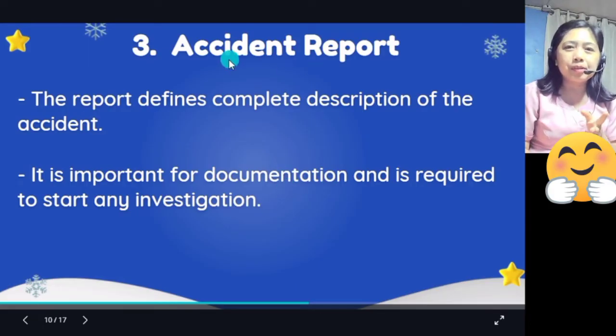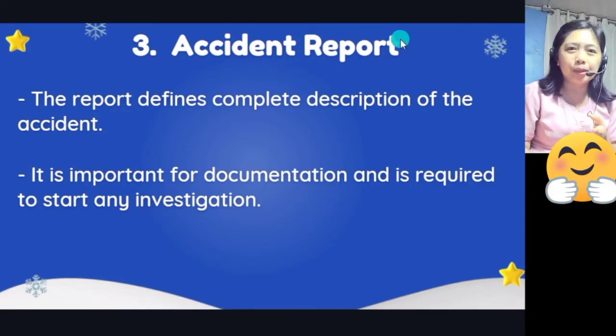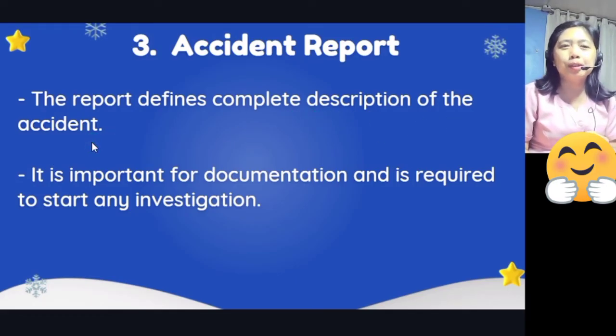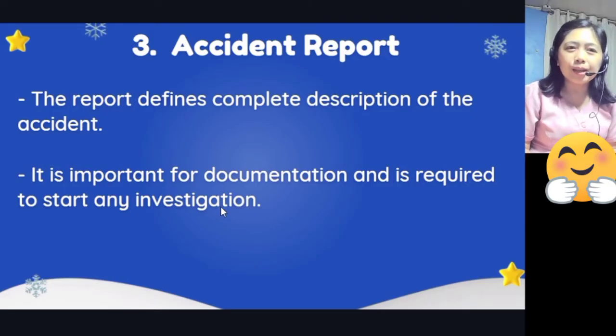Okay, the next type of report we have is the accident report. Okay, this gives a complete description of the accident. It is like an incident report. Okay, so an accident report. It is important for documentation and is required to start any investigation. So it must be truly factual, okay?